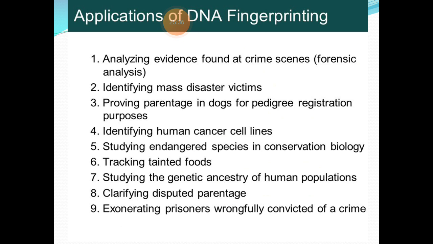Then they help in identifying mass disaster victims. Say, an aeroplane crash or something else, if 100 people die, you won't know which dead body belongs to which family. At that time you can isolate small quantities of DNA, get the DNA profiles of these dead bodies, compare with the DNA profiles of their relatives, and then hand over the right dead bodies to the right family. That is identifying mass disaster victims.